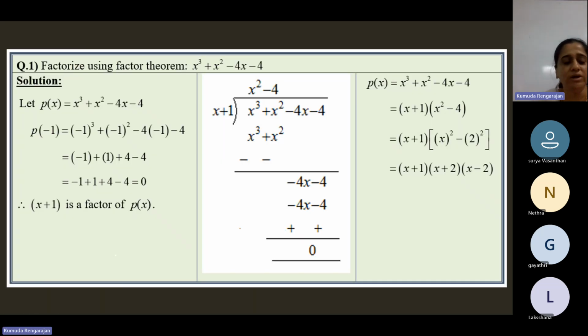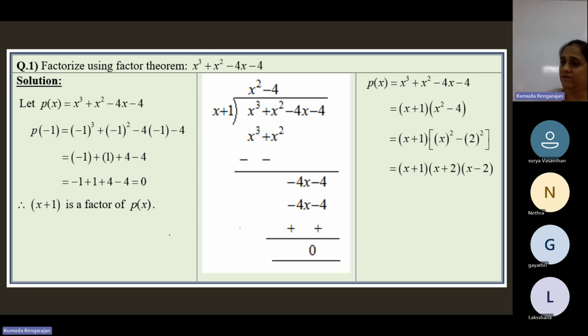Now after finding that, work it using this method. Find p of minus 1. We found it already using synthetic division. When you use minus 1, the remainder is 0. We already got it, but just show it in this presentation. Find p of minus 1. You will get 0. So you have taken x as minus 1, right? X is equal to minus 1, so x plus 1 is a factor of p of x. See, synthetic division is just to find the factor faster. That's all it is. You have to work it in this method.